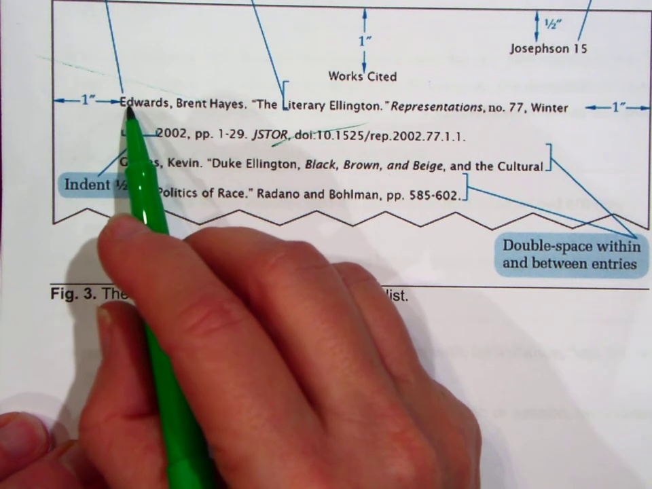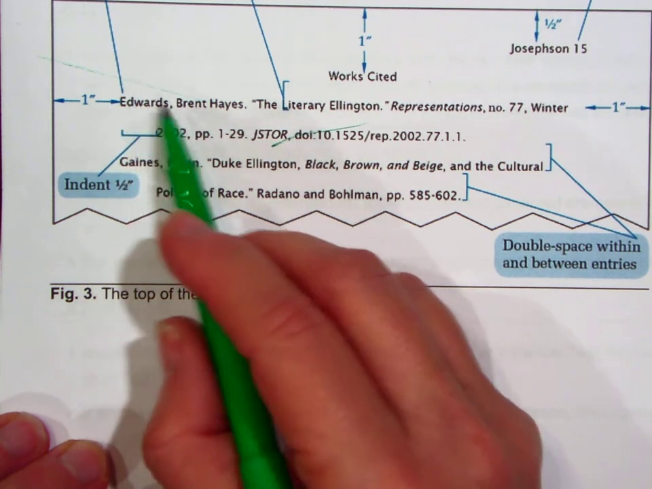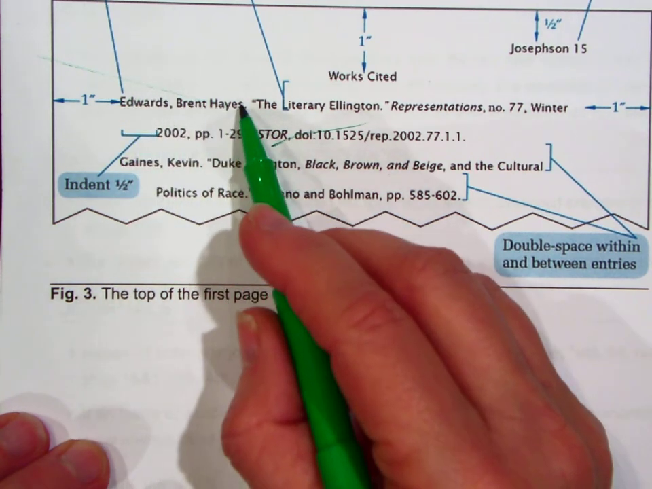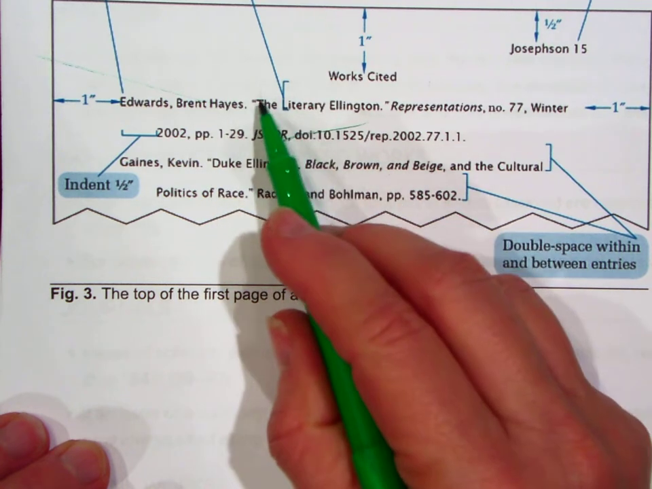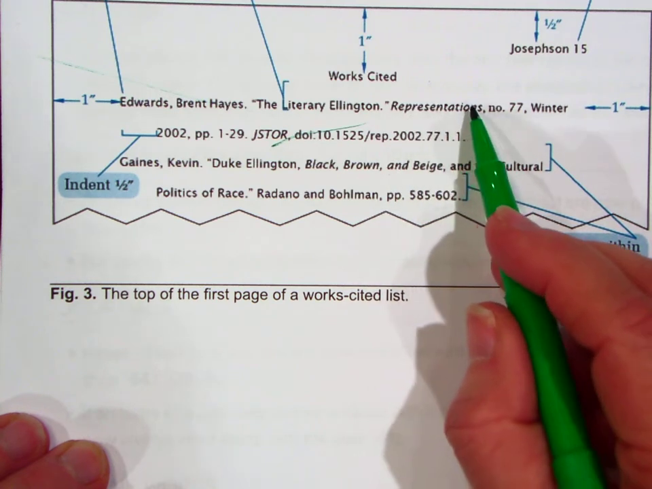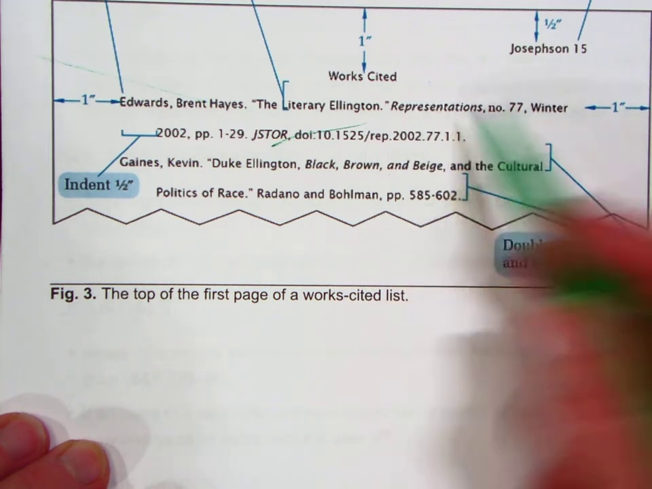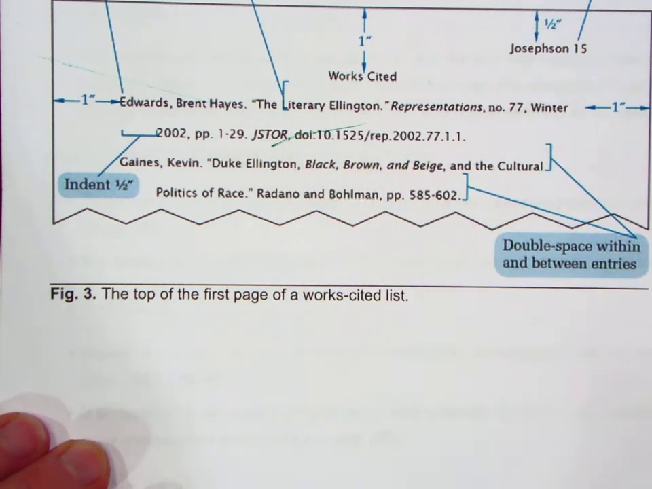name. Author's last name, comma, first name, and this is the full name here, Brent Hayes, period. What the author wrote, the literary Ellington, where it was found, and now we call that, MLA calls it, a container. And then the publishing information. All of this will be laid out for you in the book, so you don't have to memorize what goes next, what goes next, what goes next.